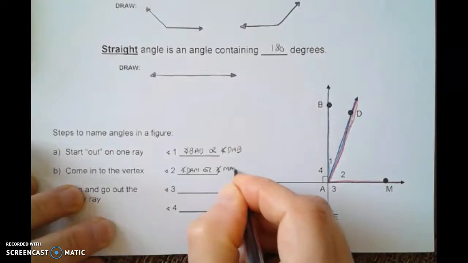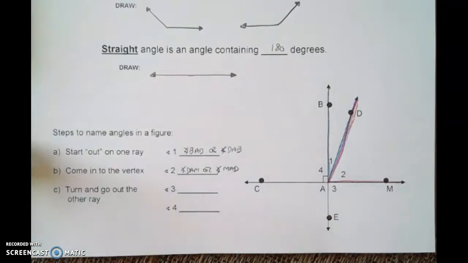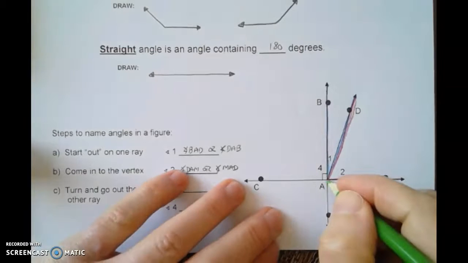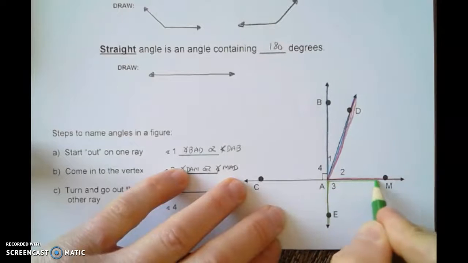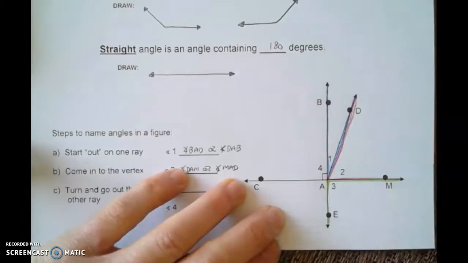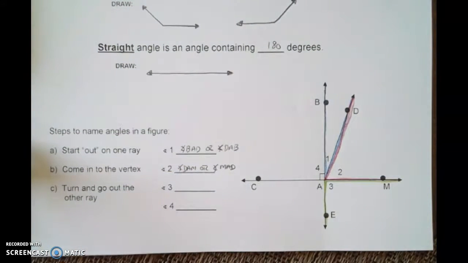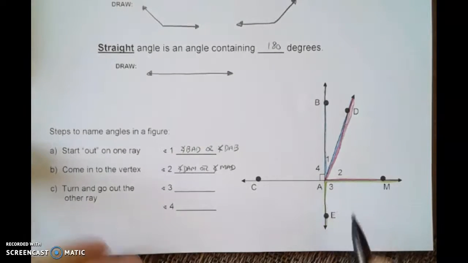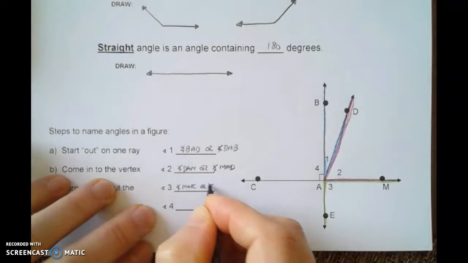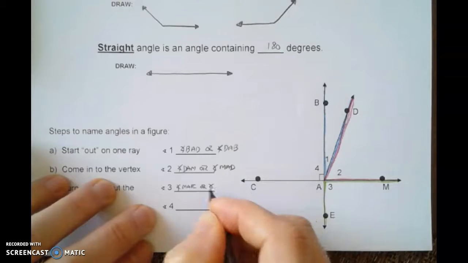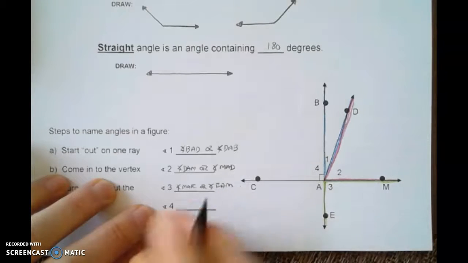Angle number 3, well, here's angle 3 in between these 2 rays. So let's go ahead and trace these 2 rays. I'm going to use green. Okay. And now I'm going to use 3 letters to name this angle. So again, I can start out here, angle MAE, or I could start out here, angle EAM.